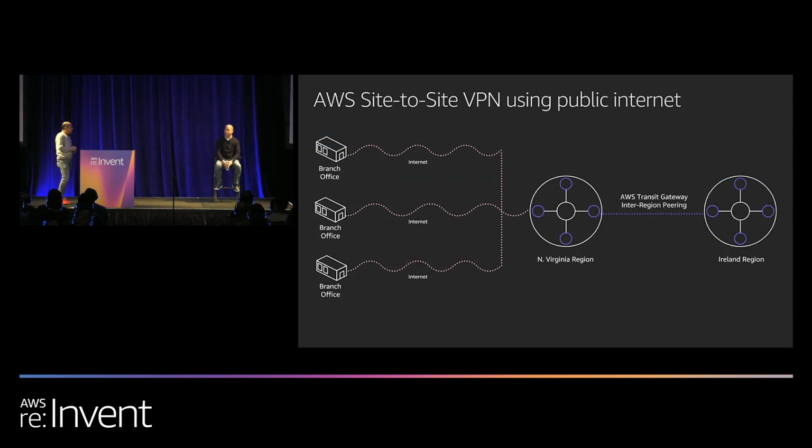So, in a pre-accelerated world, that's a terrible term, but I could not think of another. In a pre-accelerated world, you had your branch offices connect into your VPN connection that terminated on a Transit Gateway. And in this particular picture, the IPsec traffic coming from your branch offices would traverse the internet to come and hit our VPN headends.